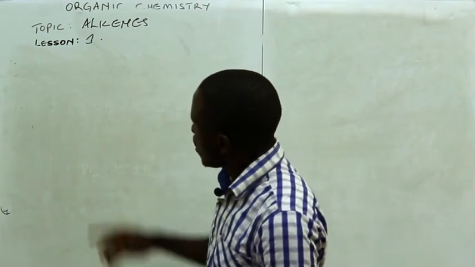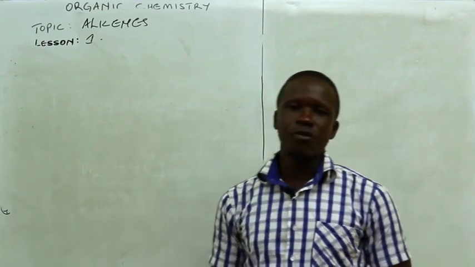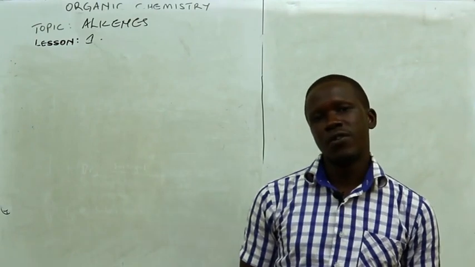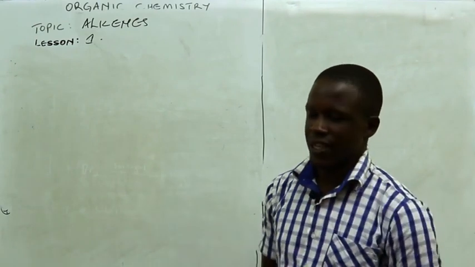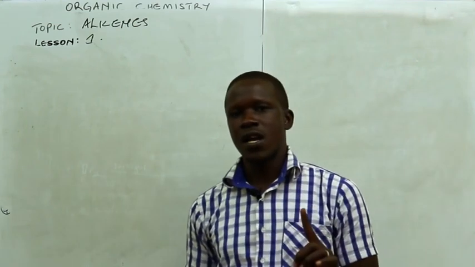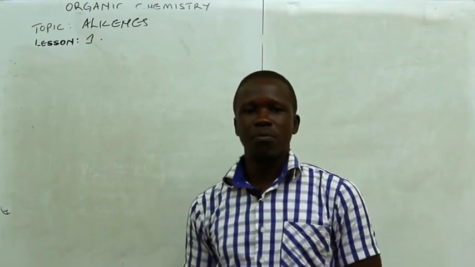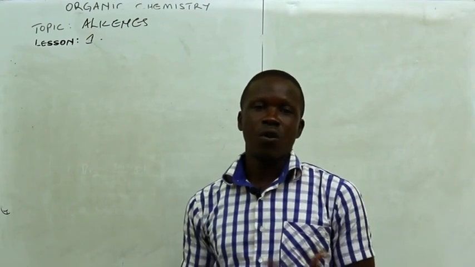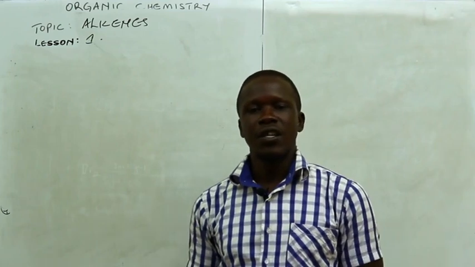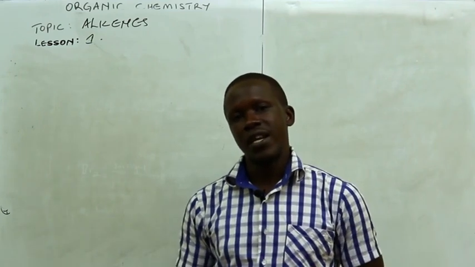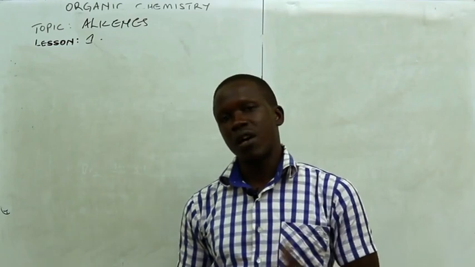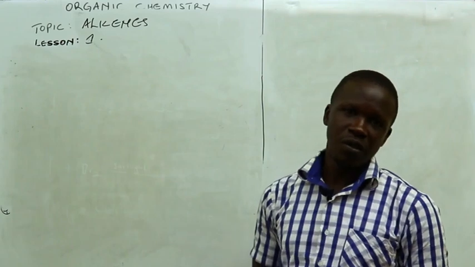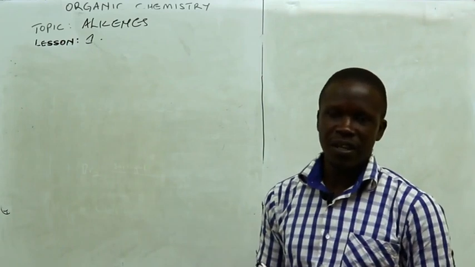Now, what are alkenes? How do you identify that this is an alkene? Alkenes are hydrocarbons that contain at least one carbon-to-carbon double bond within the carbon chain. Meaning that the only way that we can identify that this is an alkene is the presence of a carbon-to-carbon double bond. So the carbon-to-carbon double bond becomes the functional group of this homologous series of alkenes.